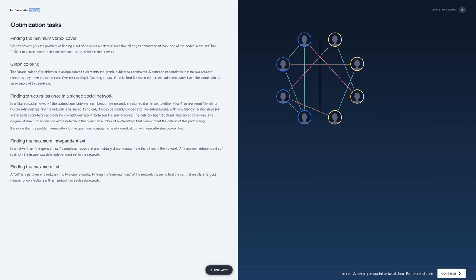Okay, the minimum vertex cover is the smallest such set possible in the network. That is the minimum vertex cover.